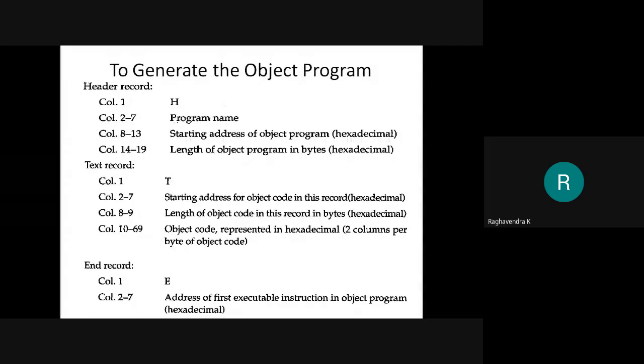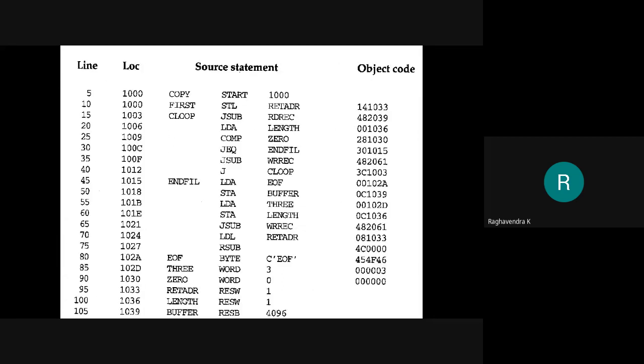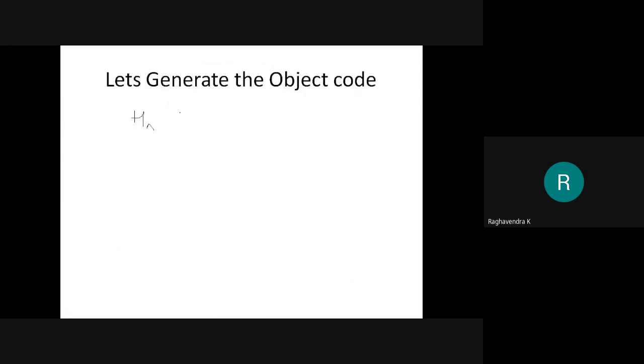From 2 to 7, I should write the program name. What is the name of the program? Where do I get it? I get it from the START assembler directive, left hand side, right? So it says COPY. So I will write it from 2 to 7. This is the name of the program. So 2, 3, 4, 5, 6, 7. I'll leave the next two blank.